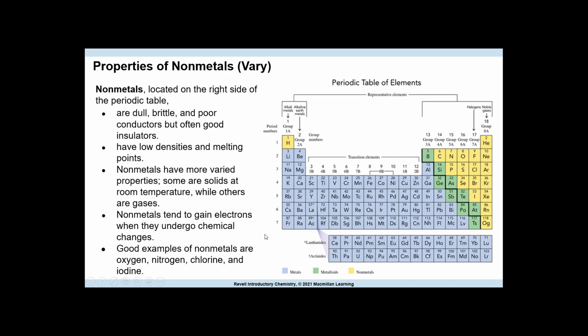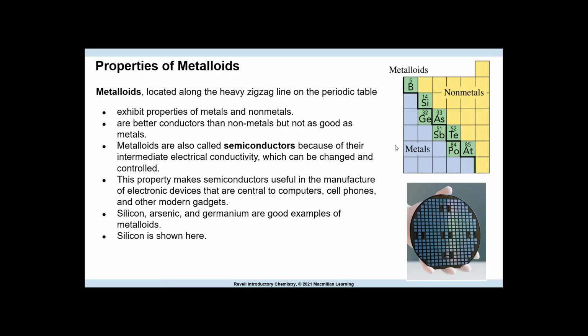Good examples of nonmetals are oxygen, nitrogen, chlorine, and iodine down here. They will take the electrons away from anything that's blue. Hydrogen is here because it has one proton. However, it's yellow, it's over here, so do not get it confused with the rest of this column here. That's its own family.